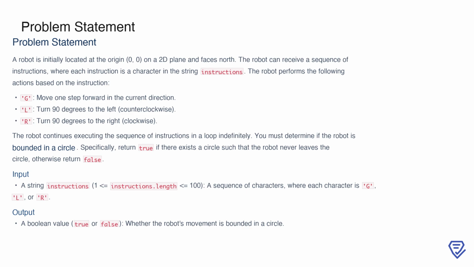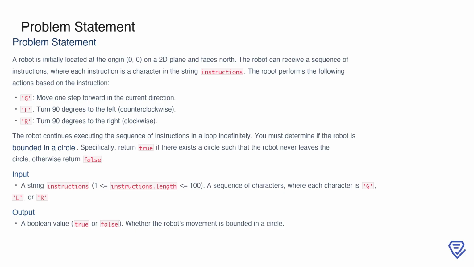If the instruction is G, the robot moves one step forward in the direction it is currently facing. If the instruction is L, the robot turns 90 degrees to the left, or counterclockwise. If the instruction is R, the robot turns 90 degrees to the right, or clockwise. After finishing the sequence of instructions, the robot starts executing them again in a loop, repeating the sequence indefinitely.